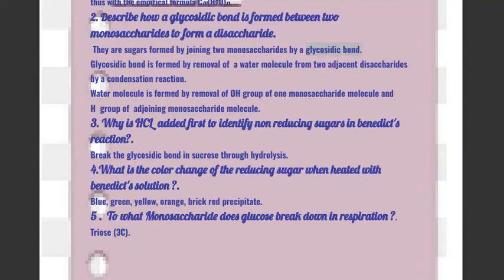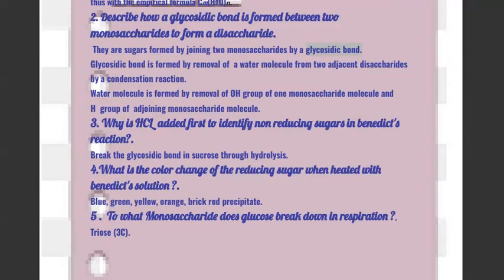2. Describe how a glycosidic bond is formed between 2 monosaccharides to form a disaccharide. They are sugars formed by joining 2 monosaccharides by a glycosidic bond. Glycosidic bond is formed by removal of a water molecule from two adjacent monosaccharides by a condensation reaction. Water molecule is formed by removal of OH group of one monosaccharide molecule and H group of adjoining monosaccharide molecule.